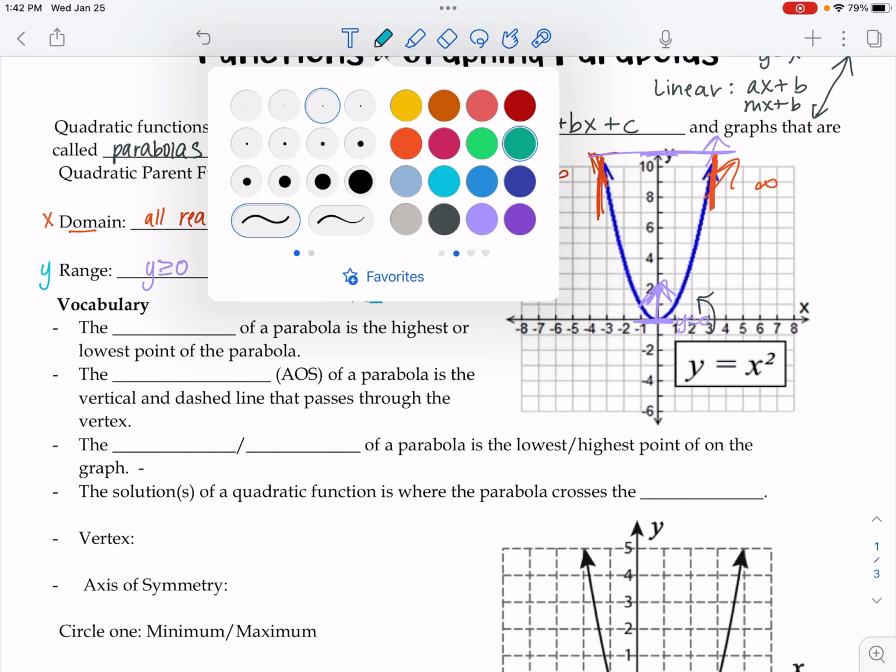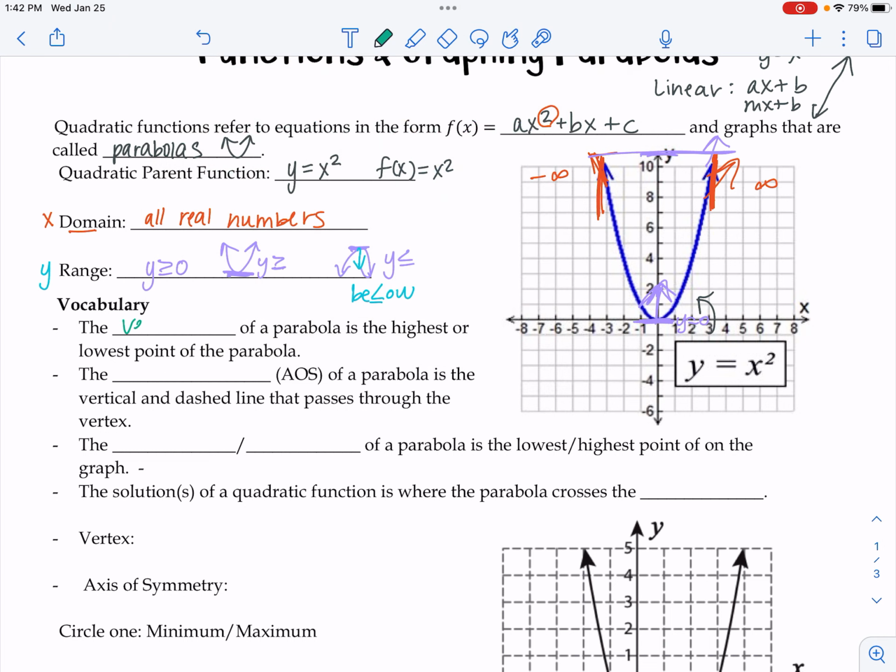Some other vocabulary we need is the vertex of the parabola, which is the highest or lowest point. It's really important that you know that the vertex is a point, and it's this point right here. And so in the case of our parent function, it's on the origin, so just 0, 0.